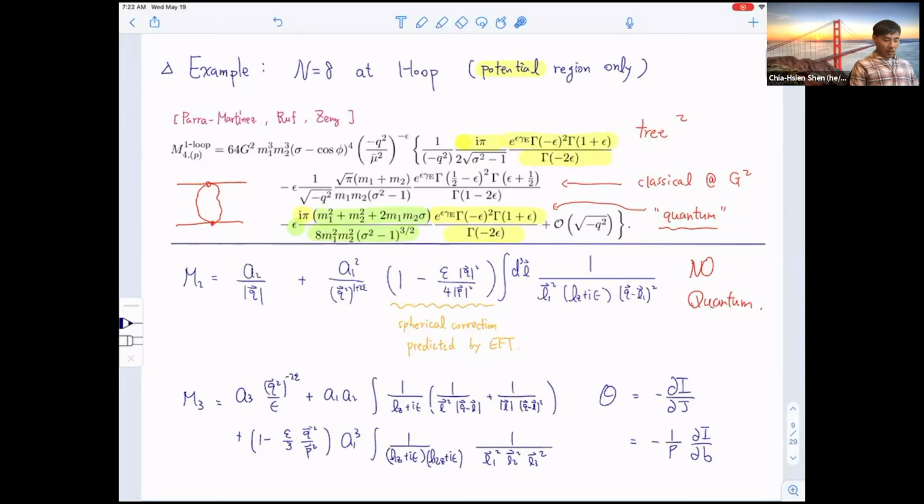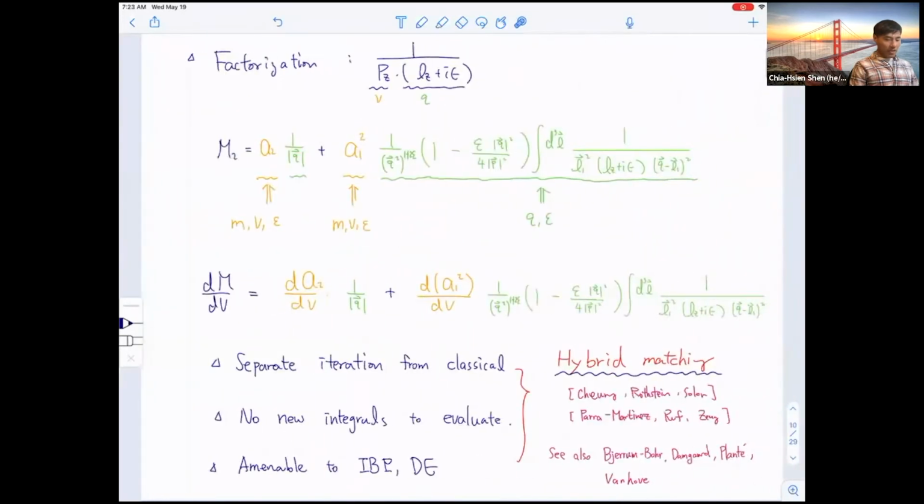Okay, so that's the basis we use. And what are the nice features of this basis? First, it's nice because by linearizing this propagator, we factor out the two different scales. The p that is related to velocity is separated from the q. So in the expression we have, we can push all the mass and velocity dependence to the prefactor, and all these integrals only depend on q and epsilon, as in dimensional regularization.